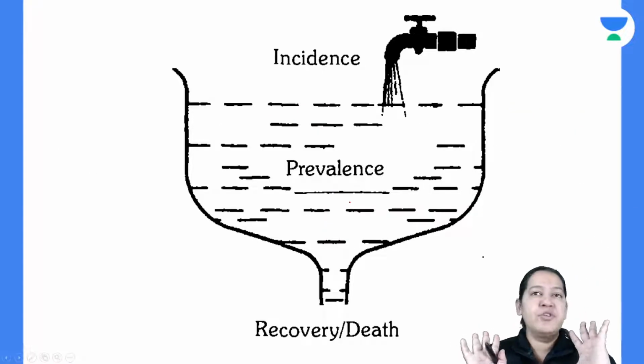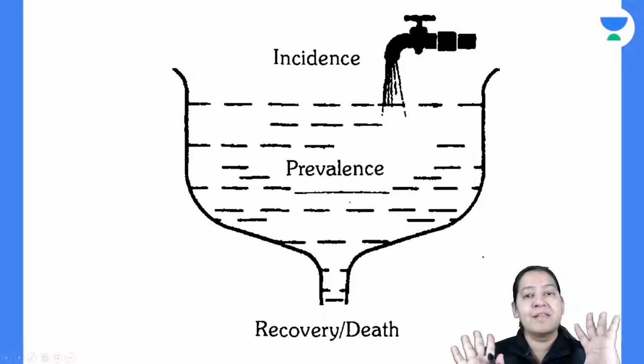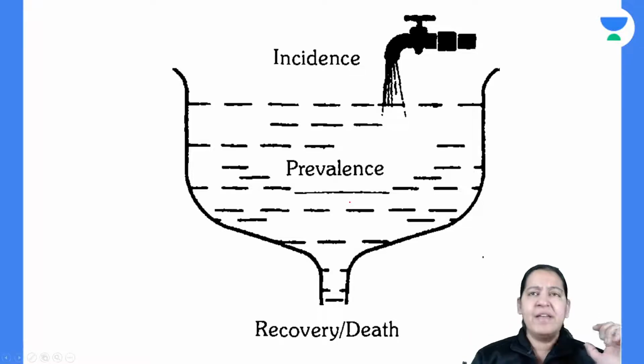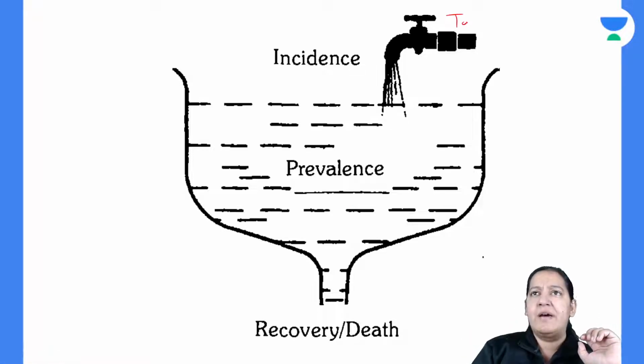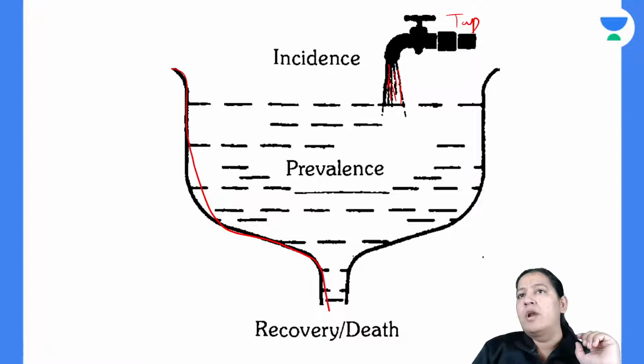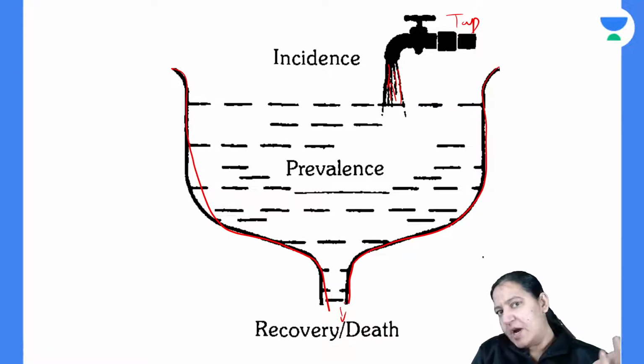So can you see a beautiful example given in Park? Park is a very good, the best author, I must say, for community medicine. It's a very simple example. You can see a tap here. From the tap, water is coming out, and it is accumulated in a bucket. It is a bucket with a small hole at the base, right? So water is exiting out from this hole.